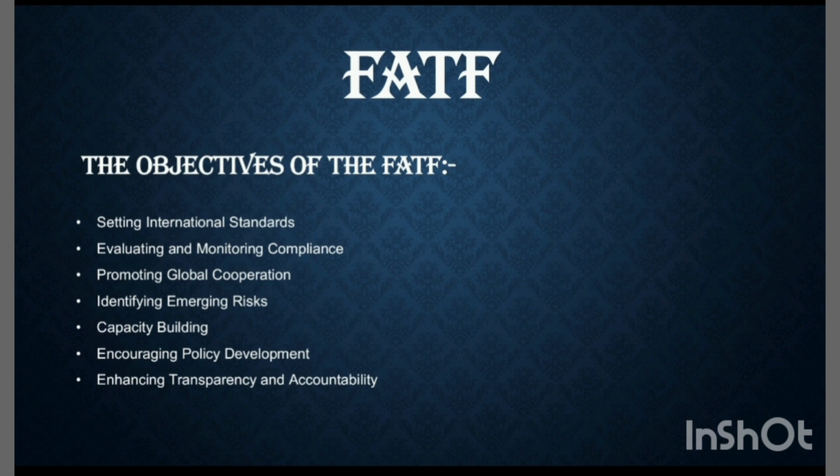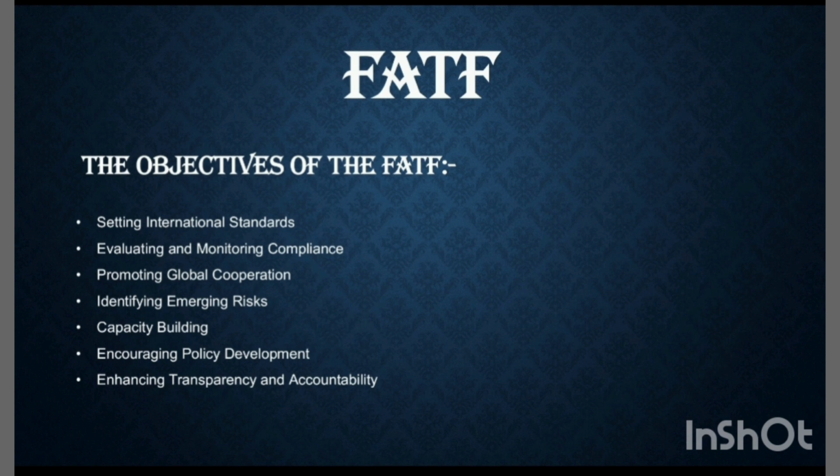Once a member, a country or organization must endorse and support the most recent FATF recommendations, commit to being evaluated by other members, and work with FATF in the development of future recommendations. Now we will look at the objectives of the FATF.